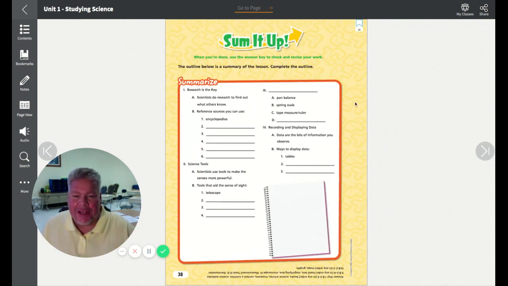So here is the page where you get to cheat each time. Page 38 in your science book. The answers are at the bottom. I do want you to fill it in. I know that I don't ever see this, but you'll be glad that it helped you review the lesson.